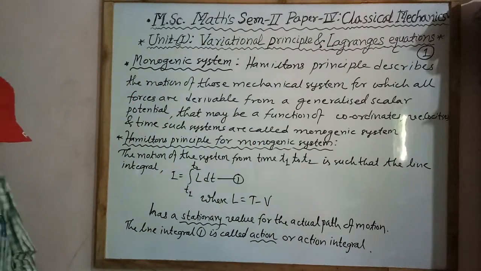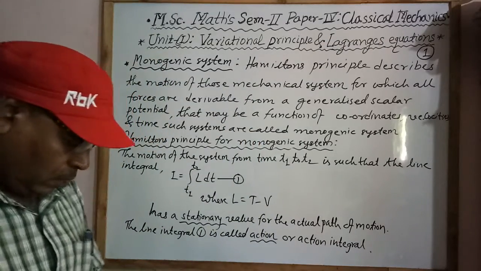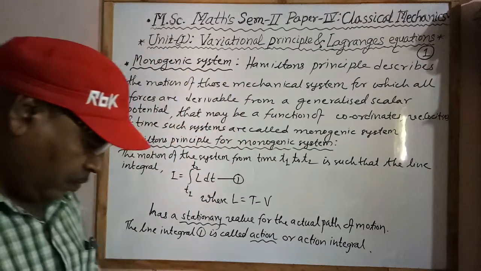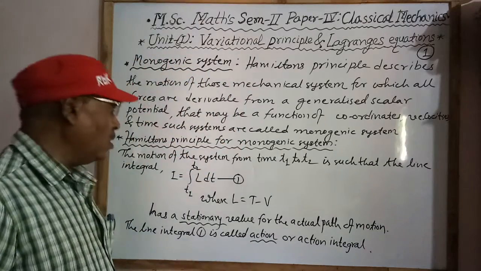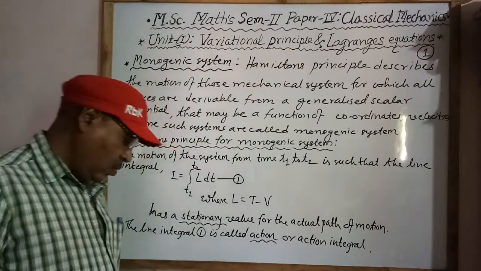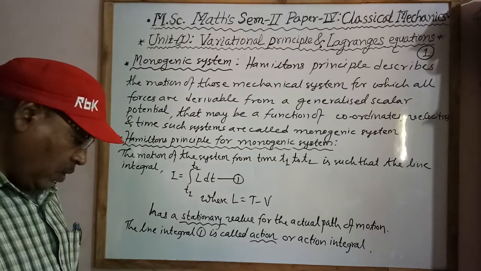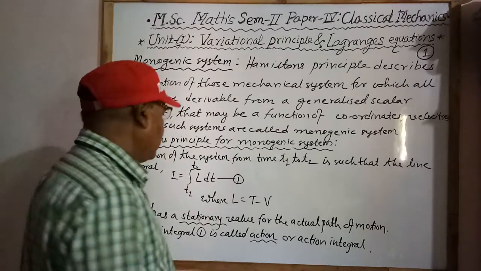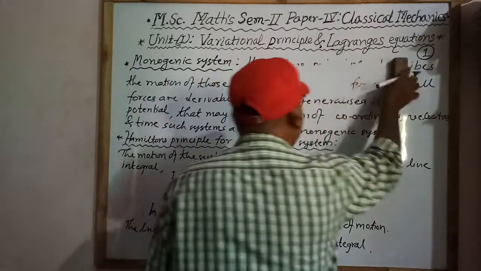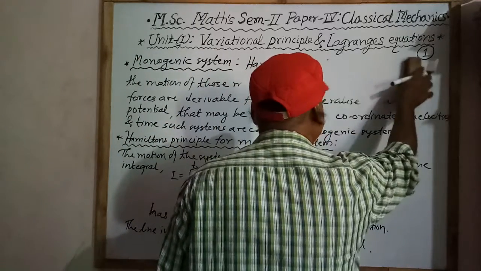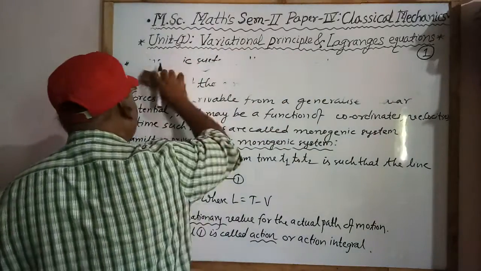So according to Hamilton's principle, the motion of a system is such that the variation of the integral I from time t1 to t2 is 0. Variation of this means delta. Delta of this integration is 0 from time t1 to t2.